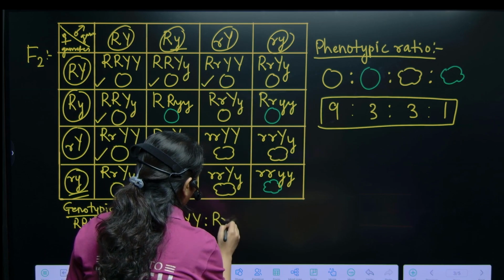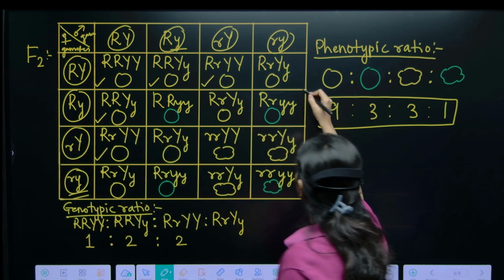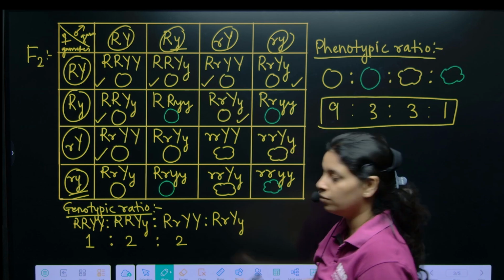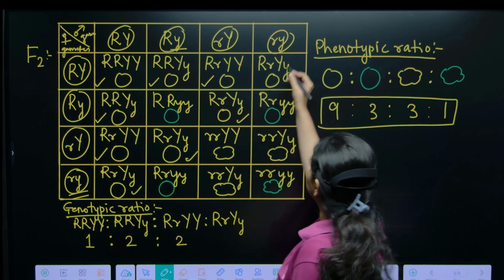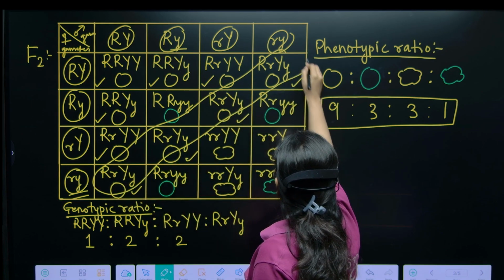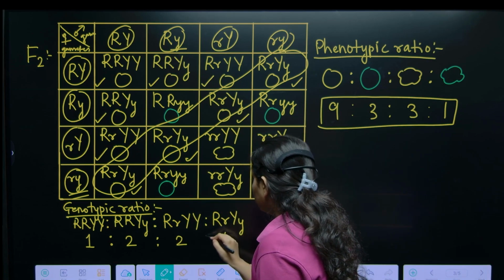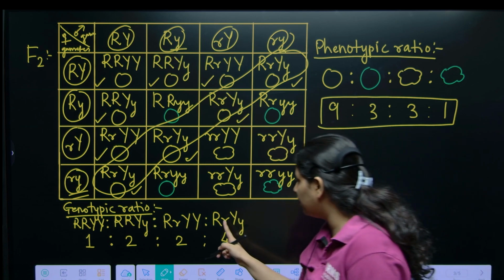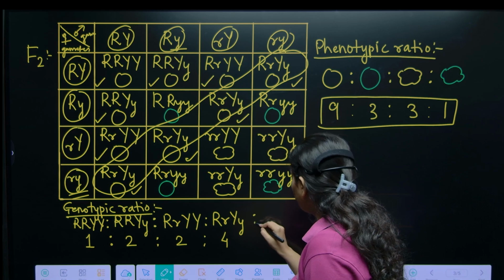Next, see this one? Capital R, small r, capital Y, small y. How many? Here you can see 1, 2, 3, and 4, diagonal like this. So we have 4. So there are 4 plants out of a total of 16 which are heterozygous, hybrid for both the genes.